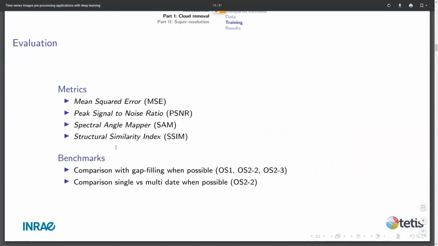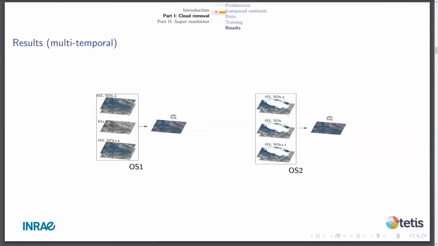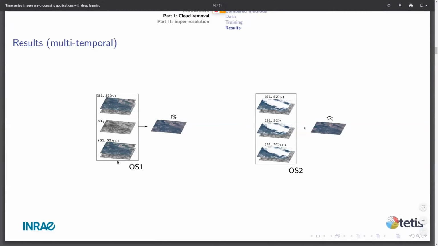So we can only benchmark and compare with gap filling on some acquisition layouts. So here are our results. I just recall that we have two operational scenarios, namely OS1 and OS2.